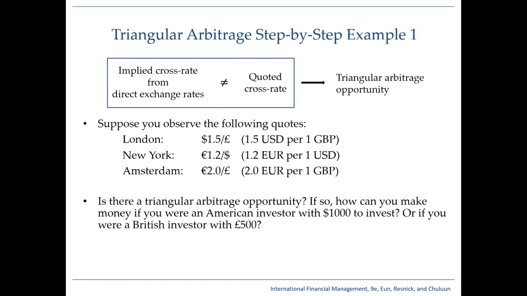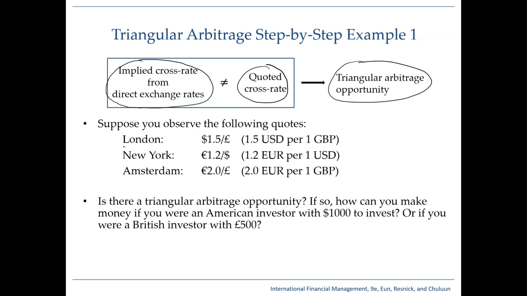Let's understand how triangular arbitrage works using a simple example. This is a concept that's covered in Chapter 5 of the International Financial Management textbook. It essentially says that when the implied cross rate that you calculate from direct exchange rates is not aligned with the quoted cross rate, you have a triangular arbitrage opportunity, essentially a way to make money without taking risk. So we're going to see how that works by using this simple example.